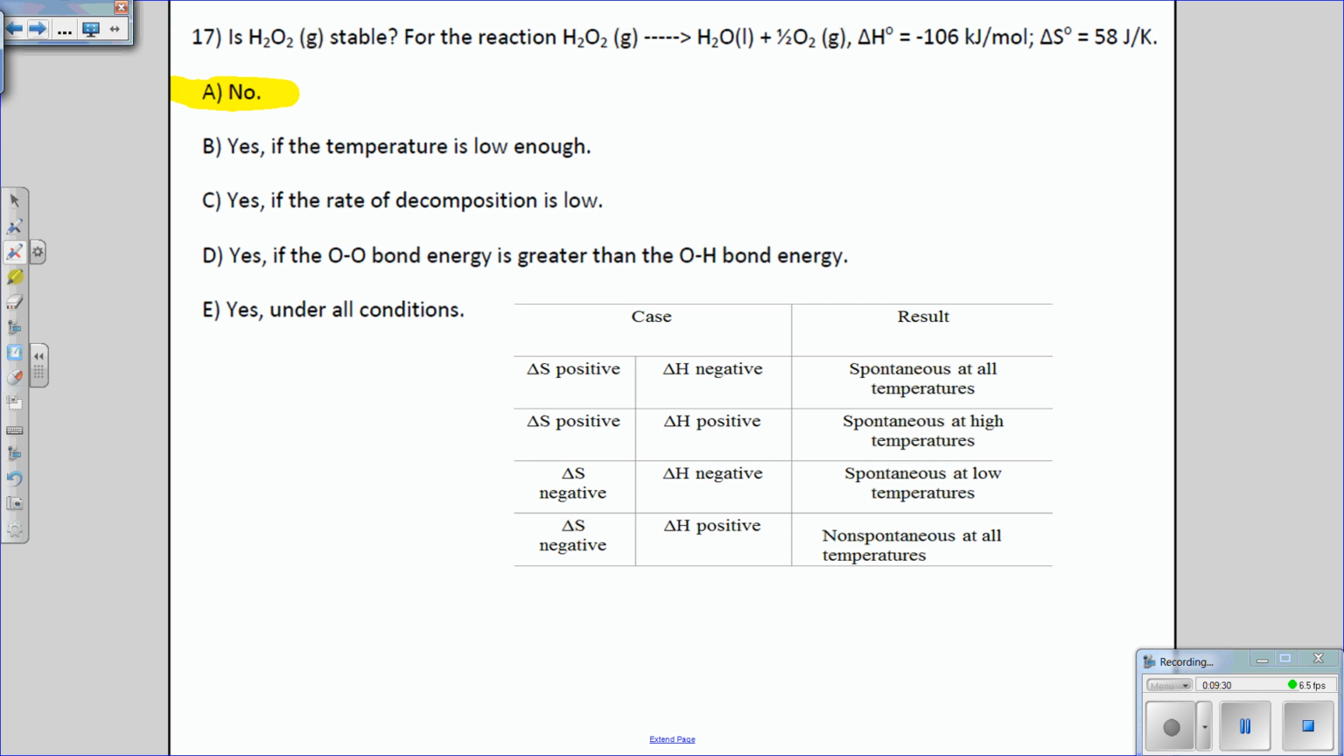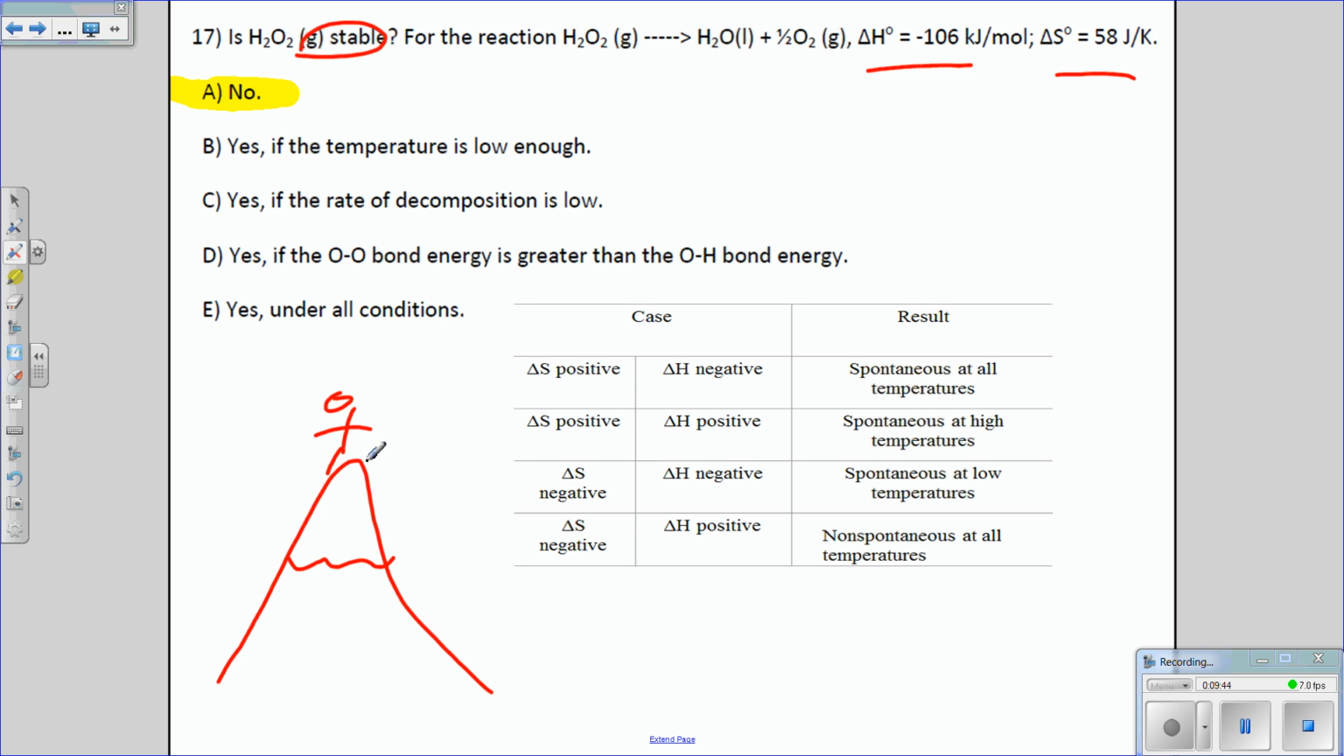All right, this is asking you if this is stable. When they ask you questions like this, giving you an H and an S, they're asking you, will the reaction occur? The top of the thermodynamic mountain. Is it spontaneous or non-spontaneous? If it is spontaneous, the reaction will go forward and occur. If it is non-spontaneous, that's where you have to add energy.